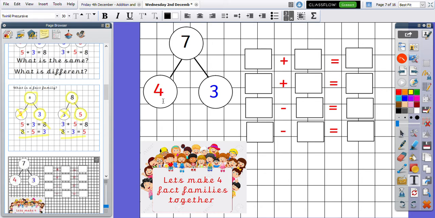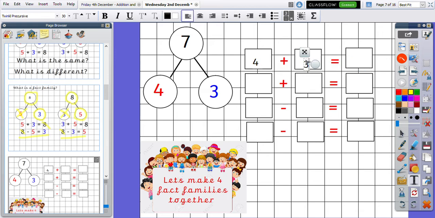I'm going to start with 4, add 3. I'm going to place them into my box. 4, add 3 equals my number at the top, which is going to be 7. Brilliant. Now, I've got another addition sentence to do, but I can't use the same numbers in the same order. I've got to use the same numbers, but in a different order to create a different sentence.